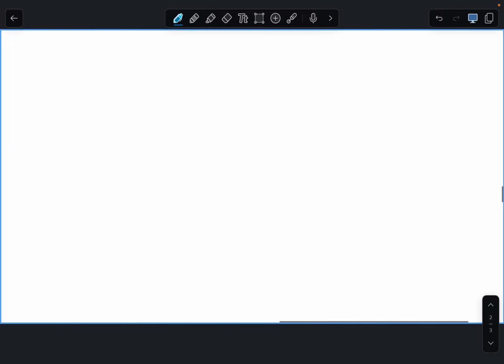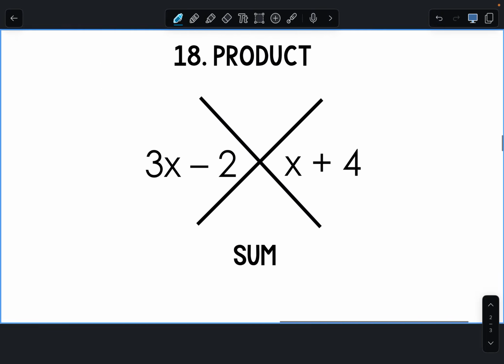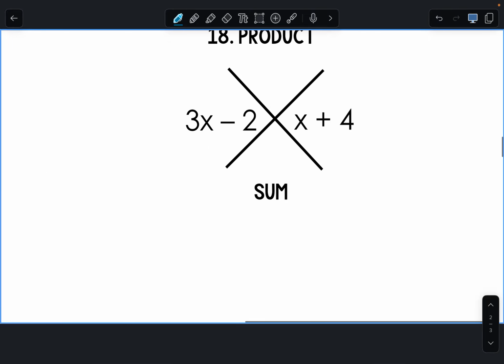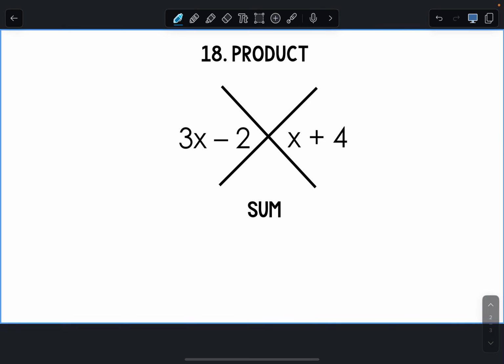All right. Let's see if you can figure out 18. But 18 is a what? Both sides are a what? What are those called? An expression. What kind of expression? Variable. How many terms does each expression have? Two. So they're called what? Binomials.